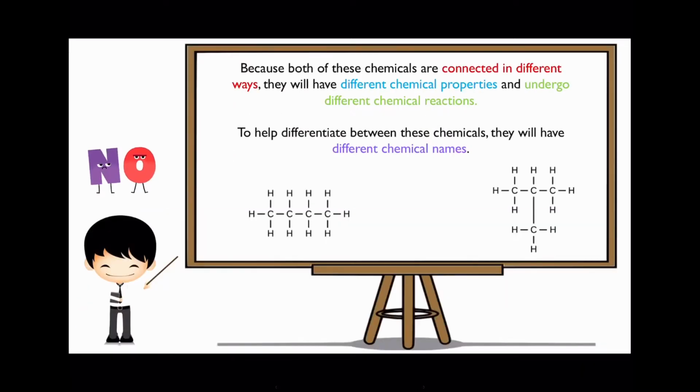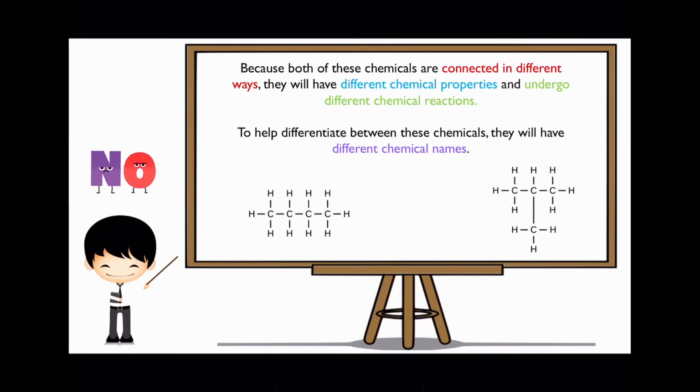Alright guys, the short answer is no. They will have very different names and different chemical properties. The reason is that they are connected in different ways, so the arrangement of atoms is different, and they will have slightly different chemical properties and undergo different chemical reactions as well. Since they behave very differently and undergo different reactions, we need to give them different names so that we can differentiate between compounds that have the exact same chemical formula.